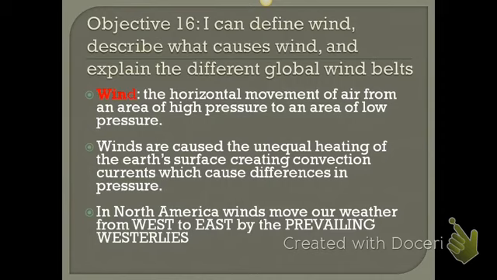Again, we're going to get more into high pressure, low pressure systems at the end of next week. So we'll be talking about those things more, especially as we get into forecasting and what those pressure systems bring with them. And in North America, more specific to us, our winds move our weather from west to east by the prevailing westerlies. And winds are named after where they come from. So they blow west to east, and they're called the westerlies because they come from the west. Okay, again, winds are named for where the wind is coming from. This is Objective 16. Get it written down. Go ahead and pause.